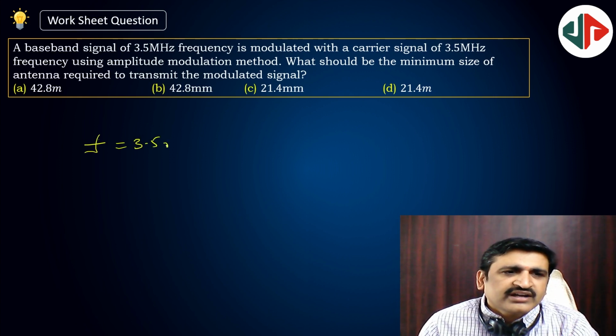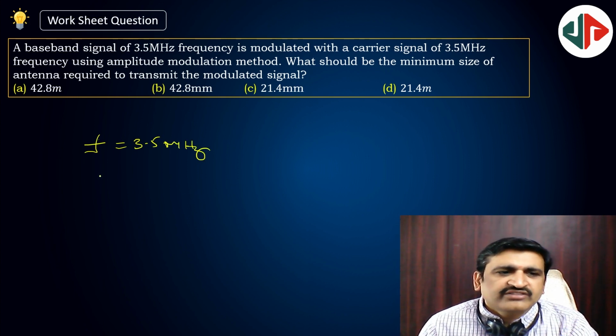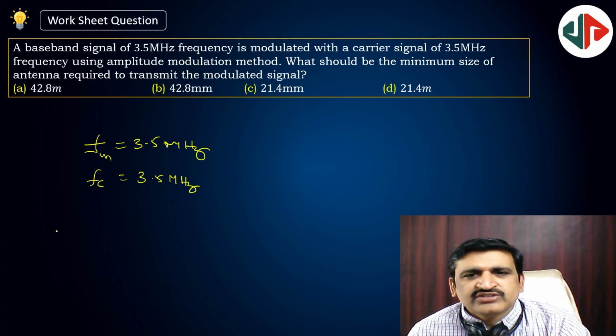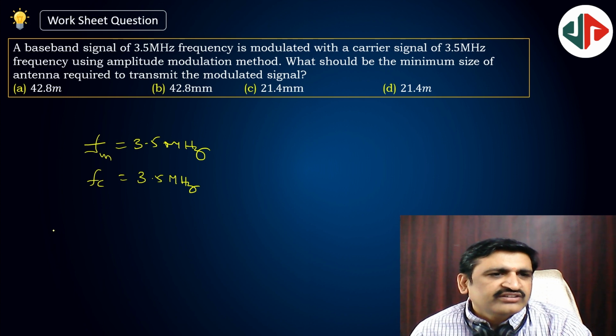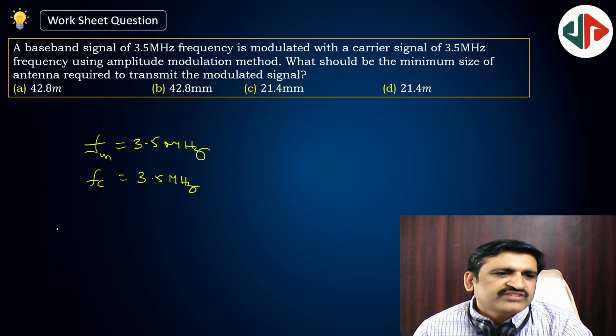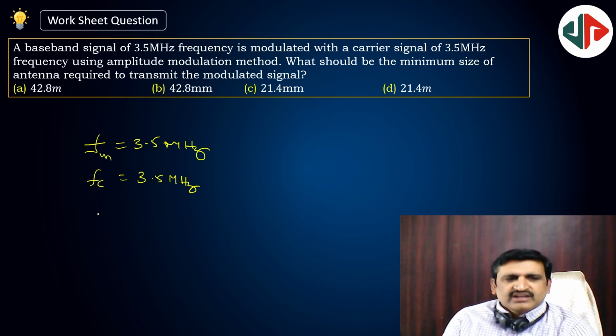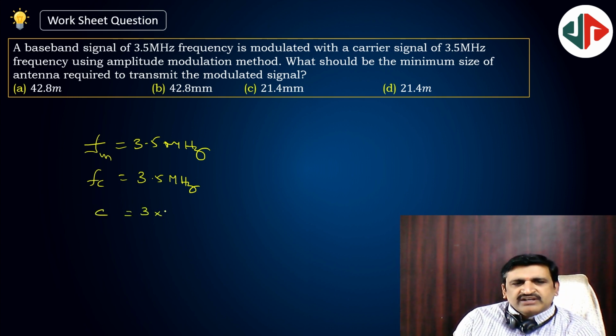Okay. A base band signal of 3.5 megahertz frequency is modulated to a carrier of fc equal to 3.5 megahertz. In amplitude modulation method, what should be the minimum size of the antenna required to transmit the modulated signal? We can use c is equal to 3 into 10 power 8, and from this lambda can come. With this h is equal to lambda by 4 you can find.